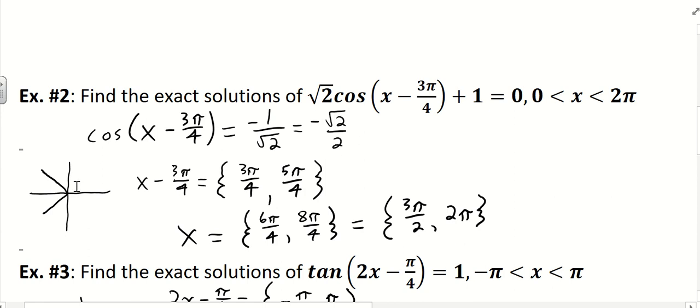And we know it's negative, so it's going to be either here or here, because over here the x value is negative. So these are the possible angles for our cosine. Here I'm using set notation just to group it all together so I don't have to write out a couple different equations. But here this will be 3 pi over 4, 5 pi over 4. So those are the possible angles there. And then to get x, I have x minus 3 pi over 4, so I'd add 3 pi over 4 to each of these.